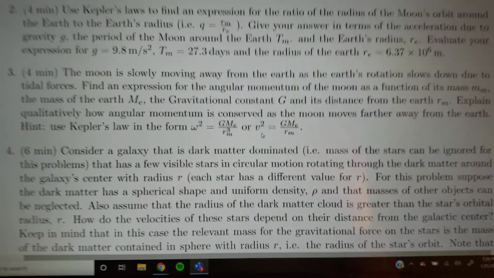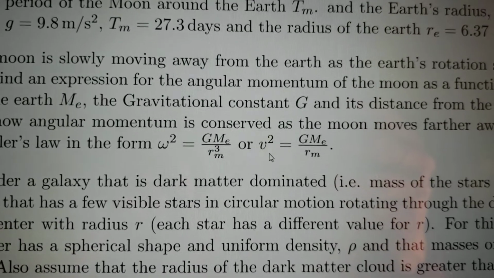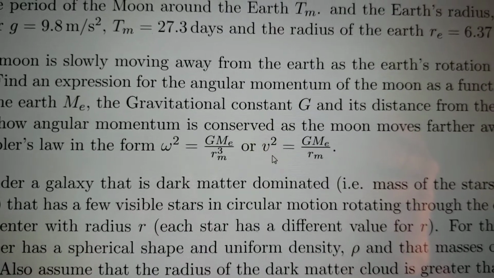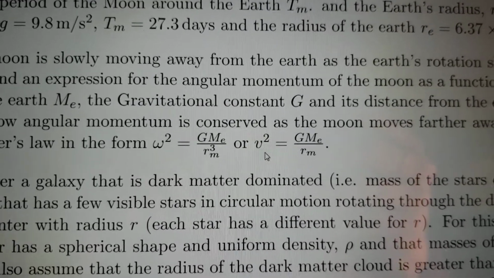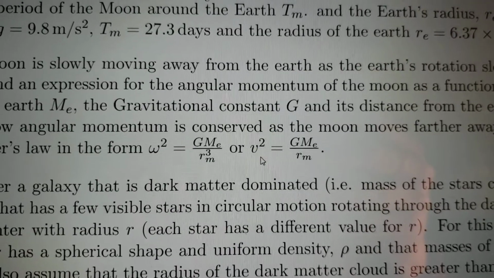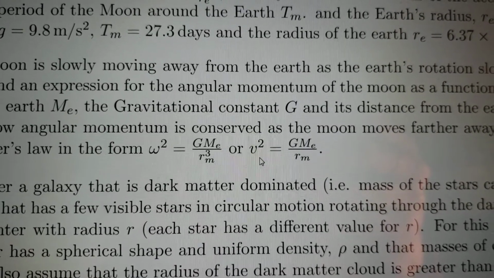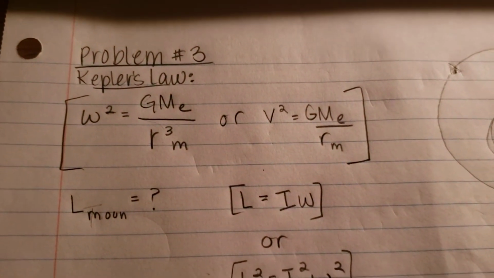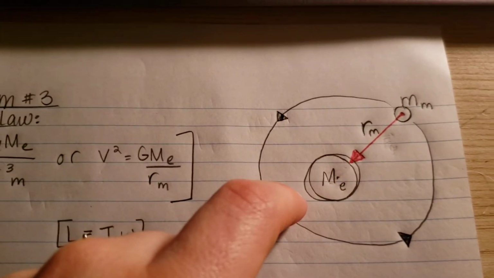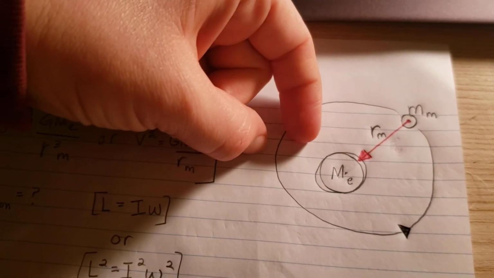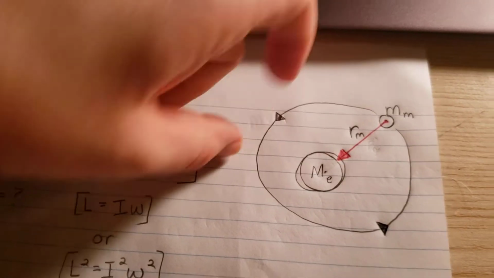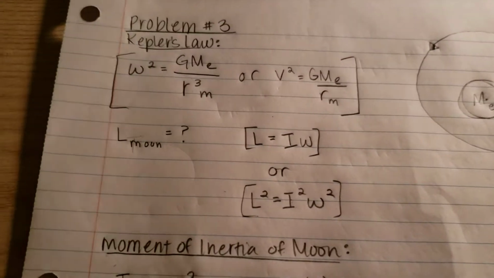And they've given us a hint to use Kepler's law in the form of angular velocity squared equals the gravitational constant times the Earth's mass over the distance from the Earth cubed, or velocity squared equals the gravitational constant times the mass of the Earth over r, or over distance of the Earth. So the first thing I've done is just written down the equations that were given to us, and then I've drawn out a little figure here showing we have the mass of the Earth, distance r from the moon, which is being pulled towards Earth by the force of gravity and moving in an orbit around the Earth.